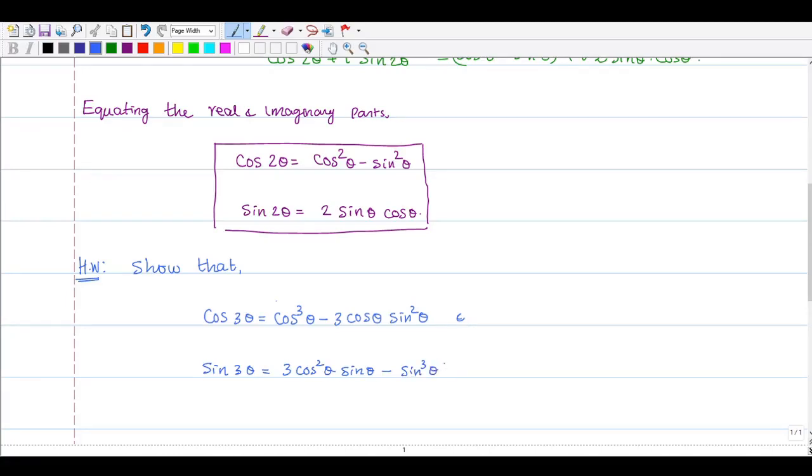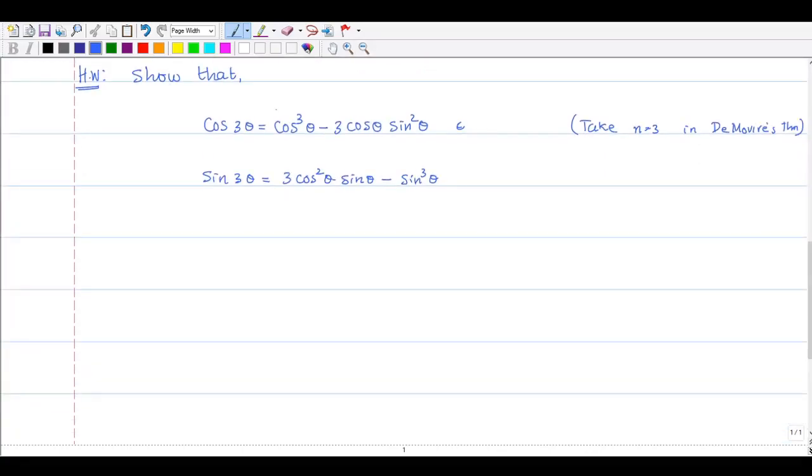So prove this identity. What is the hint? Take n equal to 3 in De Moivre's theorem. That's all, nothing else. Substitute, use De Moivre's theorem, and then multiply. It is very easy, so I leave this as homework. Okay? In this way we can show many such identities, for cos 4 theta, sin 4 theta and so on.